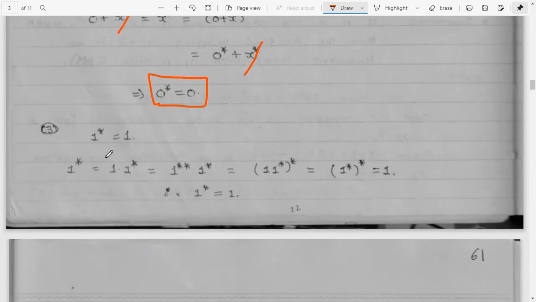Now third, 1 star is equal to 1. So we can write 1 is equal to 1 star star, which is equal to 1 into 1 star star, which is equal to 1 into 1 star, which is equal to 1 star star is equal to 1. So 1 star is equal to 1. So adjoint of 1 is equal to 1.